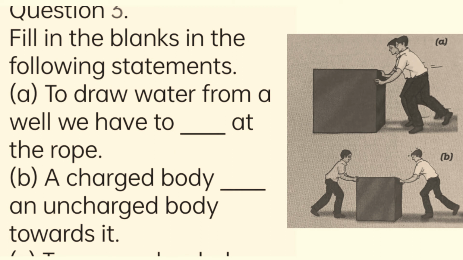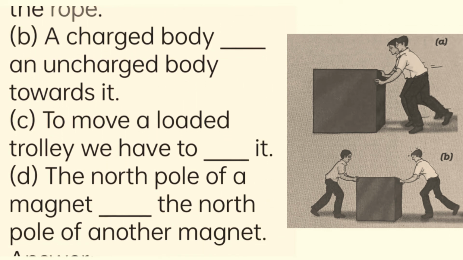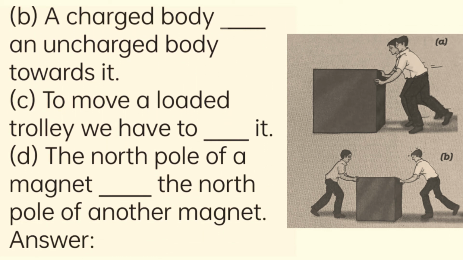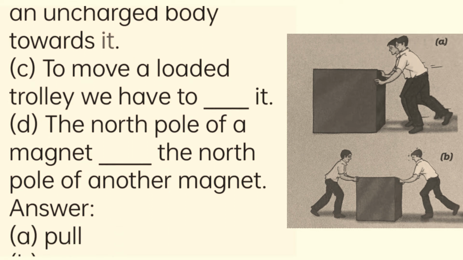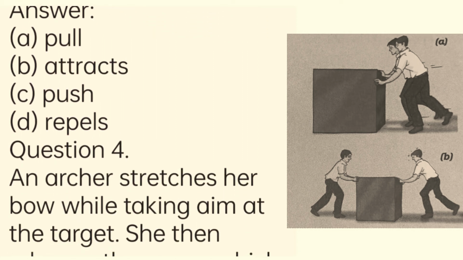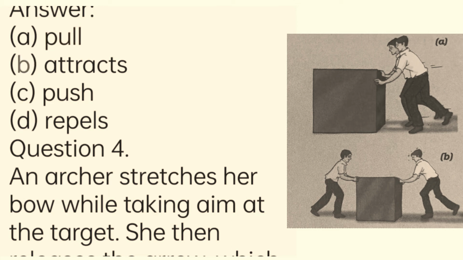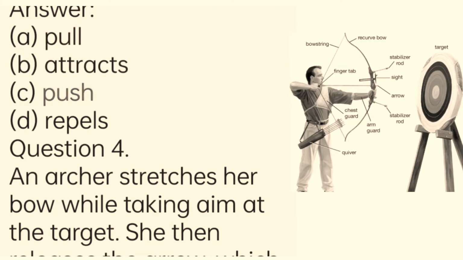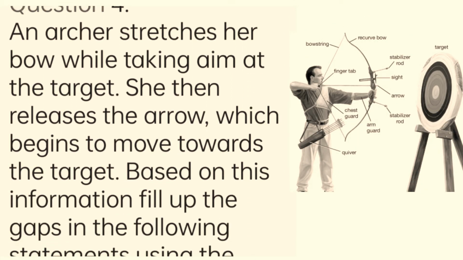Question 3. Fill in the blanks in the following statements. A. To draw water from a well we have to ___ at the rope. B. A charged body ___ an uncharged body towards it. C. To move a loaded trolley we have to ___ it. D. The north pole of a magnet ___ the north pole of another magnet. Answer. A. Pull. B. Attracts. C. Push. D. Repels.